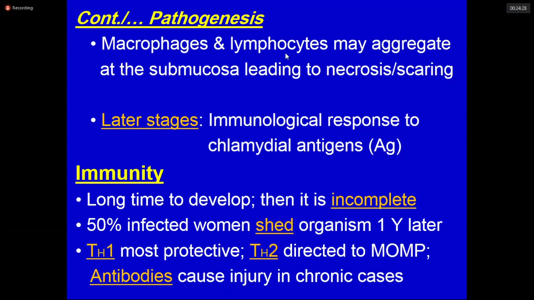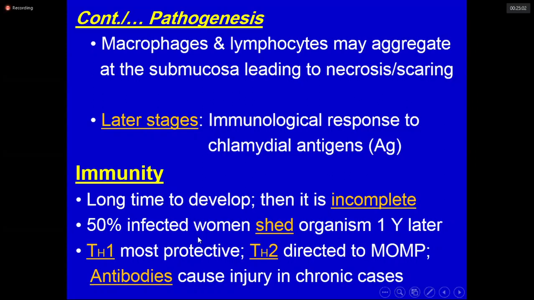Later stages, immunological response to chlamydial antigen can occur in the form of what? I will describe it. It takes a long time to develop the immunity, not within a short period do you get immunity against Chlamydia trachomatis. Then it is incomplete, not complete immunity. And for this reason, recurrence is possible.